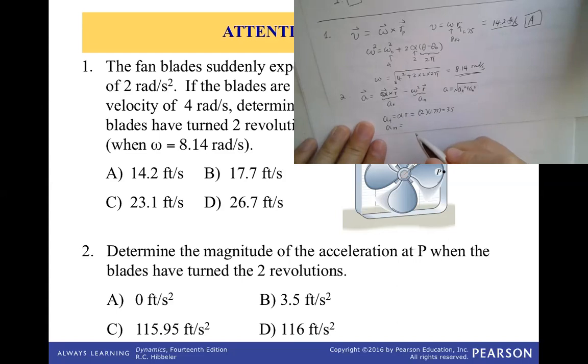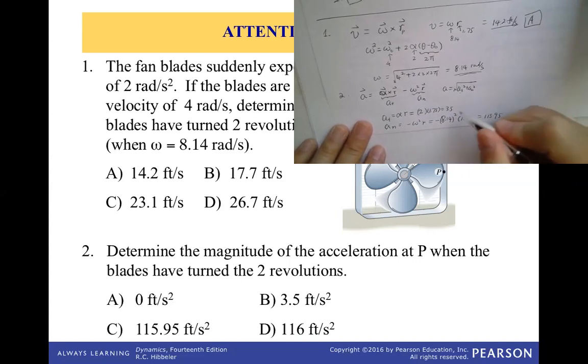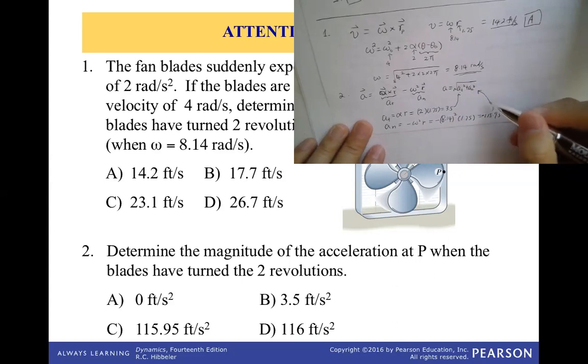AN will be minus omega square times R, okay? Or if you are just looking at the magnitude, then it doesn't matter, the negative sign wouldn't count anyway, but we can keep it. Omega square is 8.14, R is 1.75, so that would be 115.95, okay? So then take these numbers in there. Whether you have a negative sign or not doesn't really matter, because you are going to square it, okay?